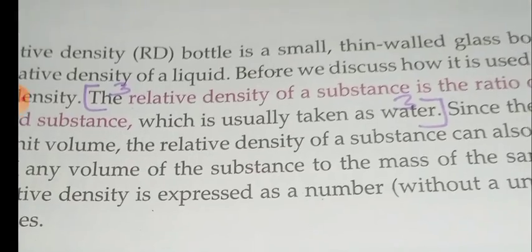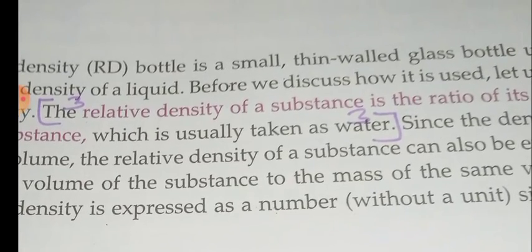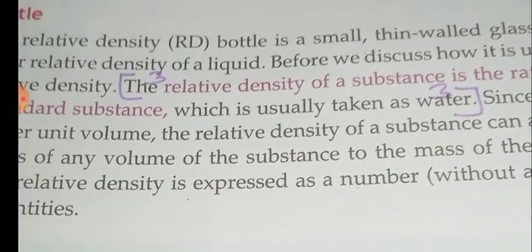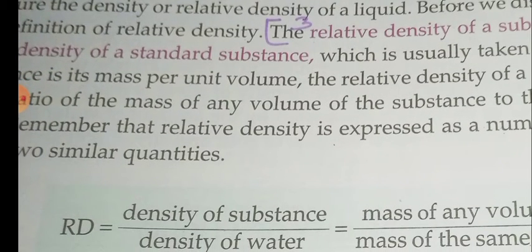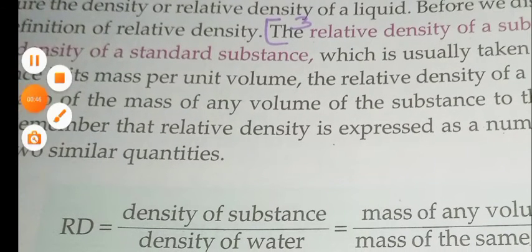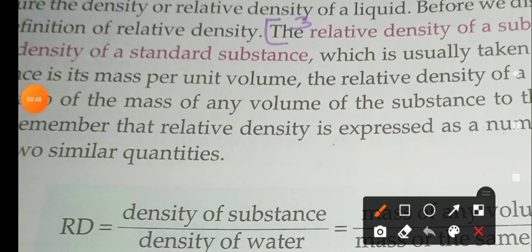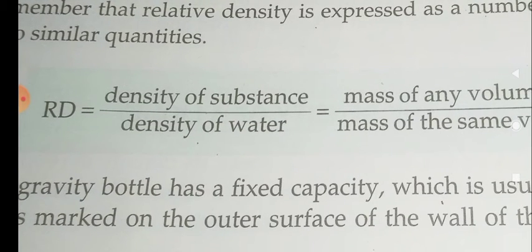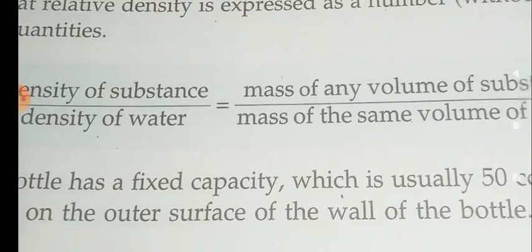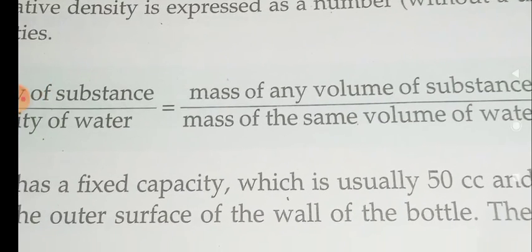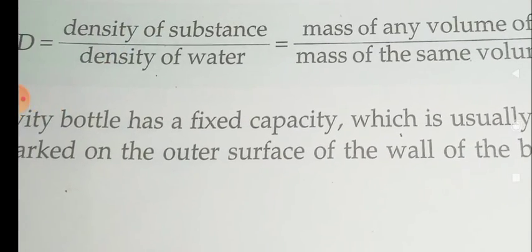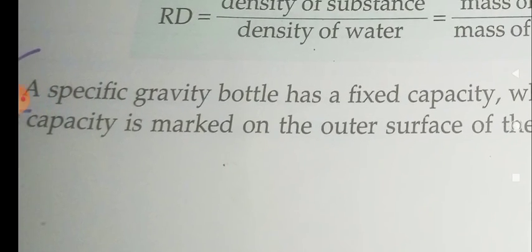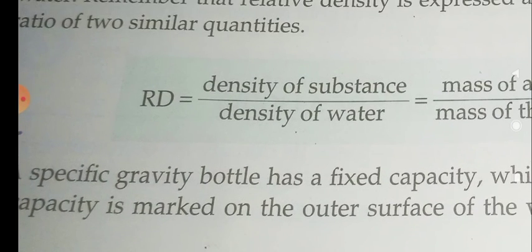The relative density of a substance is the ratio of its density to the density of a standard substance. This standard substance is always water. Do you understand, children? So relative density is equal to the density of a substance divided by the density of water, that is equal to the mass of any volume of a substance divided by the mass of the same volume of water. Did you understand what relative density is?